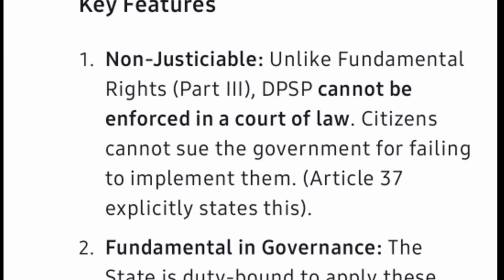Unlike fundamental rights, which are given in Part 3 of the Indian Constitution, directive principles of state policy cannot be enforced in a court of law. Citizens cannot sue the government for failing to implement them. Article 37 explicitly states this, that the directive principles of state policy are non-justiciable in nature.